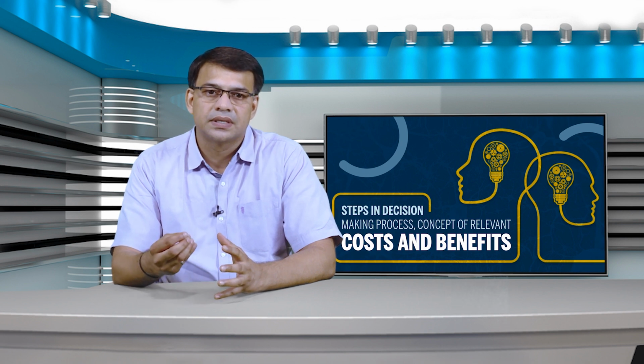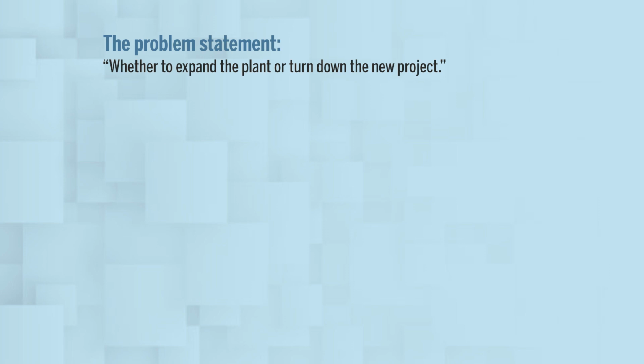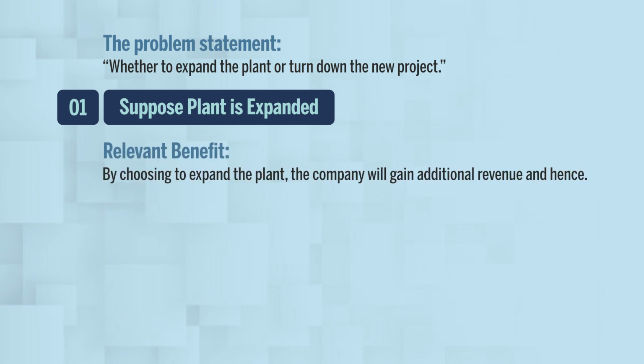Let us take an example. A manufacturing plant has been offered a new project, but the new project requires more capacity than the plant currently has. The problem statement here is whether to expand the plant or turn down the new project. Suppose the plant is expanded. What will the relevant benefit be? By choosing to expand the plant, the company will gain additional revenue, and hence the revenues from the new project are relevant benefits, because the management will use these potential future earnings to make its expansion decision.